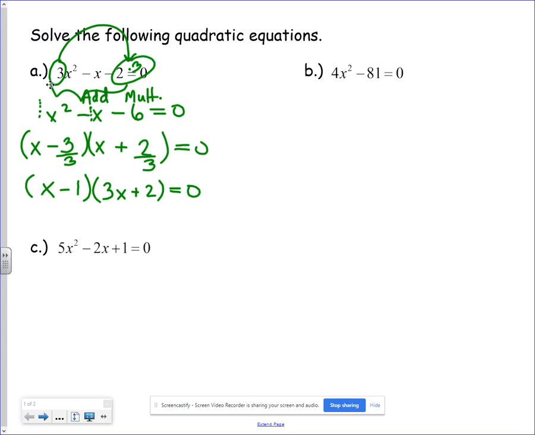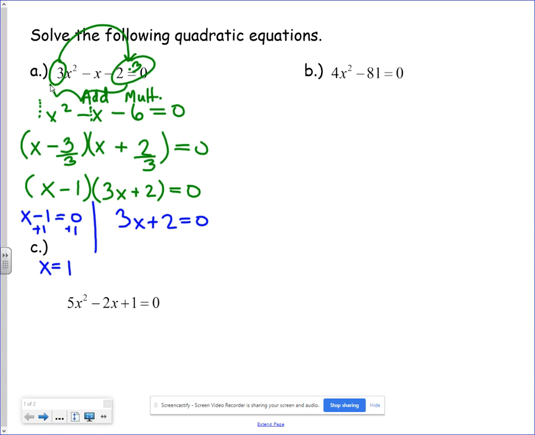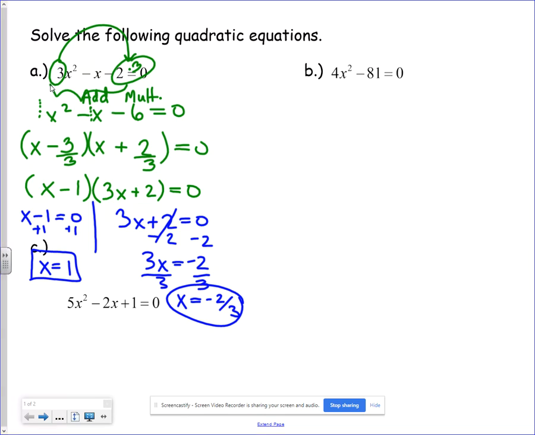Well, now what we're going to do is we're going to set each of these factors equal to 0. So we're going to take x minus 1, set that equal to 0. Take 3x plus 2, set that equal to 0. So here we're going to add 1, we get x equals 1. So one of my roots to this quadratic equation is x equals 1. Now let's find the second root. So subtract 2, we get 3x equals negative 2, divide by 3. So the second root is x equals negative 2/3.